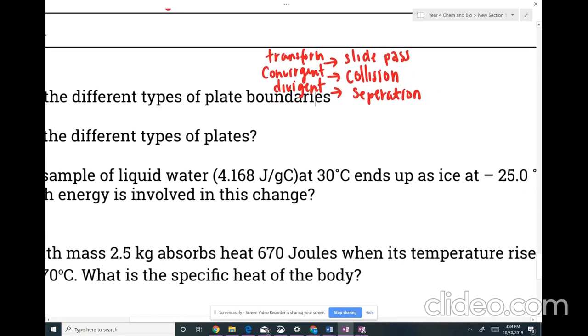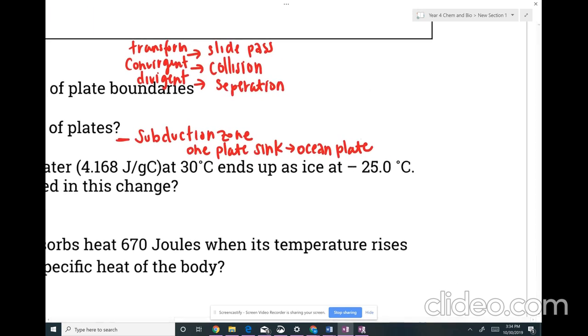The main thing that I want you guys to see in this section is to make sure that you know what a subduction zone is. In a subduction zone, one plate sinks. The one plate that sinks is usually your ocean plate, and that ocean plate is going to be sliding past your other plate. There's also the continental plate. So your ocean plate sinks under continental.